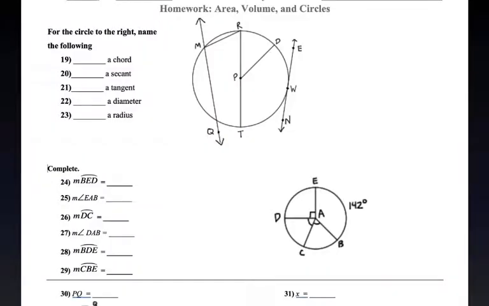Number 9. A chord. Well, the only 2 endpoints I have on the circle of the segment is RT. Oh, that's not true. We could also have MR as a chord. Either one of those would be correct. Secant, a line that passes through, that's MQ. Line MQ, that is. A tangent, that's line NE or EN. If you use the W with your name, that's fine as well.